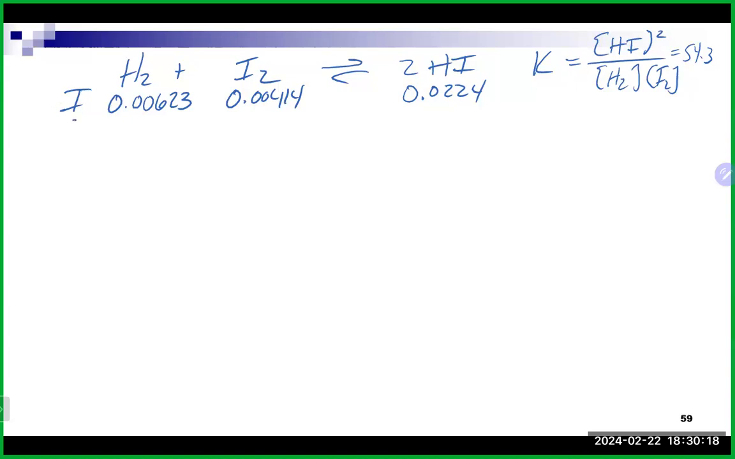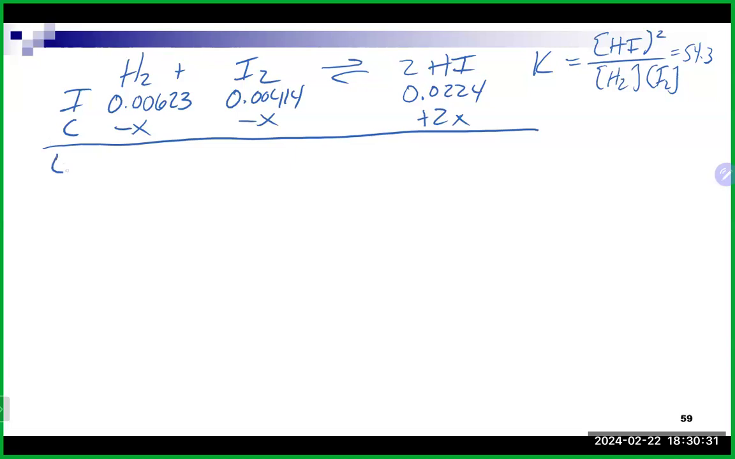Change is going to be pretty similar to what we did last time, minus x, and plus 2x. And once again here, we feel confident about that because we did calculate Q, that we're heading in the right direction. That means when we pull this down, 0.00623 minus x, 0.00414 minus x, 0.0224. And remember, this is actually plus 2x, not minus, so plus on that side. It will screw up your calculation later on if you put a minus there, obviously. Any questions on the ICE table here?